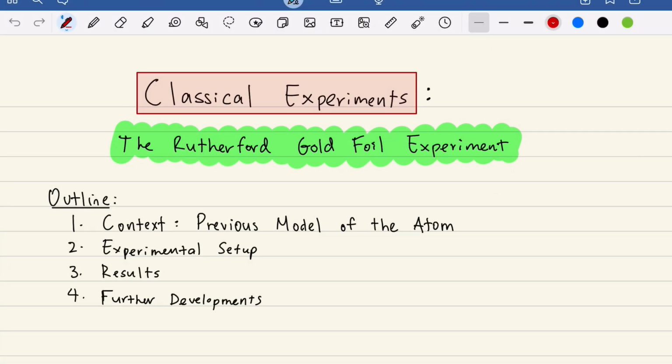Today we'll be starting a new mini-series on the classical chemistry experiments that give us so much of what we know today. In this video, I'll be talking about the Rutherford gold foil experiment, which was revolutionary in the development of our current model of the atom.